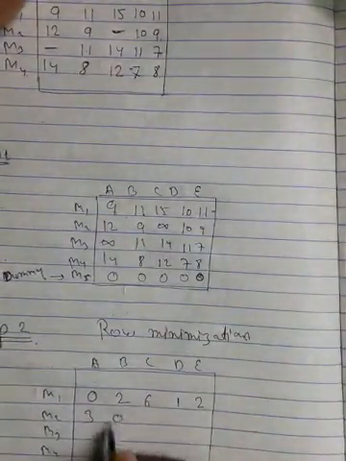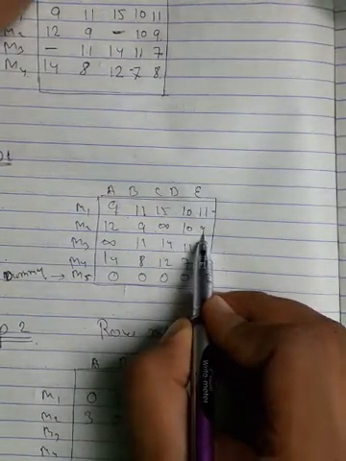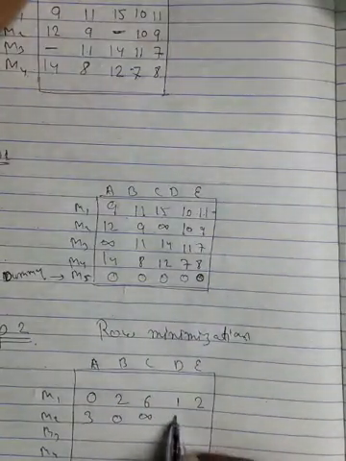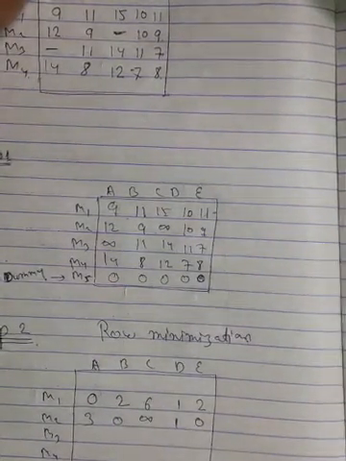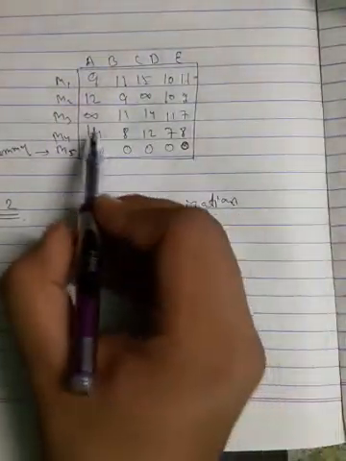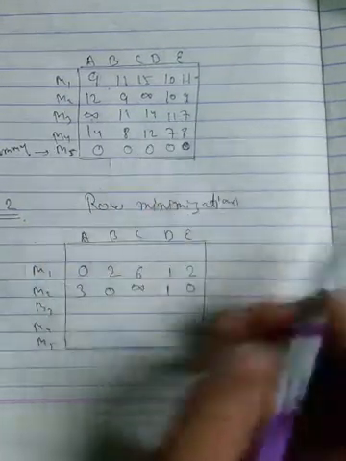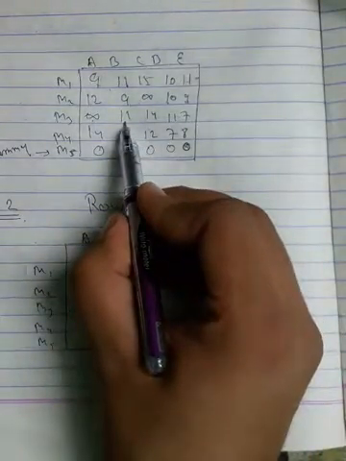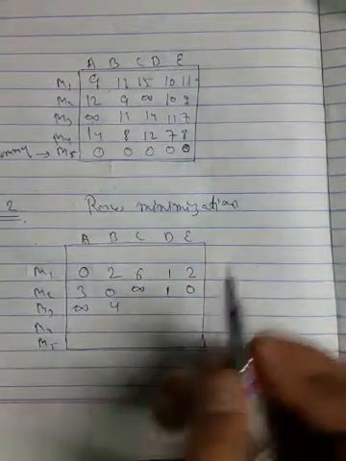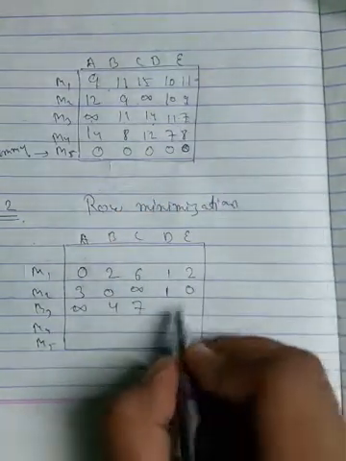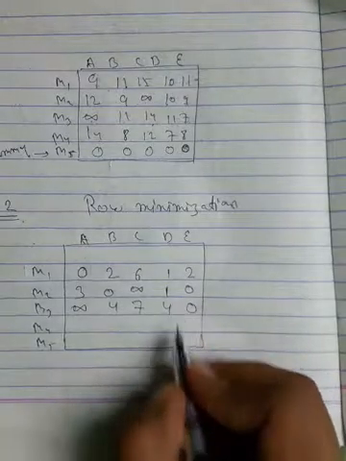Coming to the next row, we have minimum value 9. So 12 minus 9 is 3, 9 minus 9 is 0, and infinity minus 9 makes no sense, so it is infinity only. Then 10 minus 9 is 1, 9 minus 9 is 0 again. Now in the next row we have infinity and minimum value 7. Infinity minus 7 makes no sense, so it stays infinity. 11 minus 7 is 4, 14 minus 7 is 7, 11 minus 7 is 4, 7 minus 7 again 0.